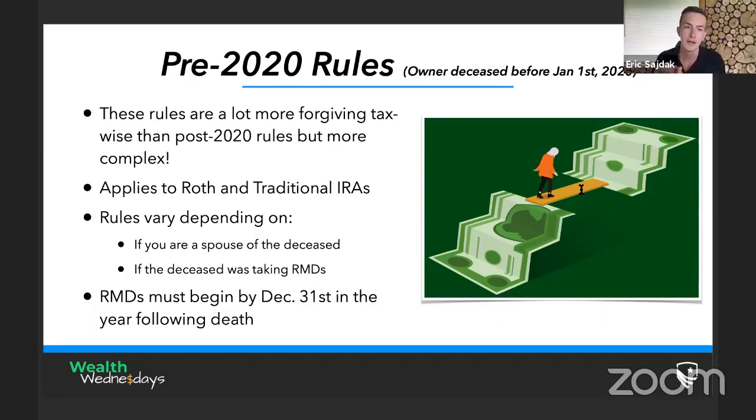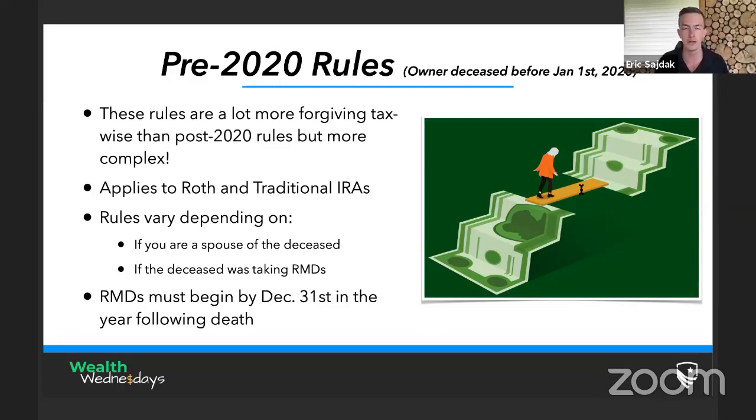One, if you're a spouse of the deceased, I'm guessing that's not going to be as big of an issue here. So we're not going to talk as much about spousal rules for pre-2020 rules. We're going to generally talk about if you're a non-spouse and you inherited an IRA. Okay. The second rule will vary if the deceased was taking RMDs. So if they were over 70 and a half taking RMDs, again, there's some different changes to the rules.